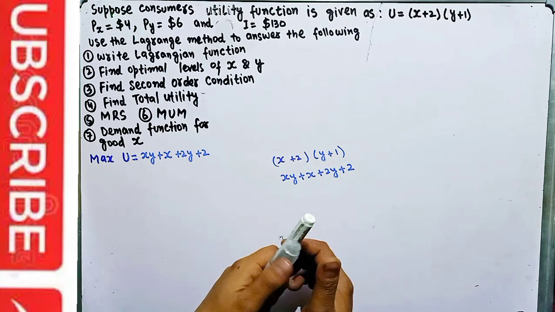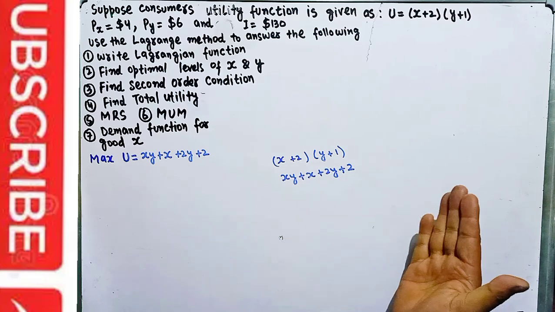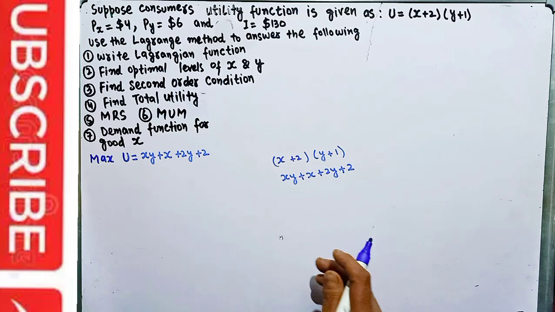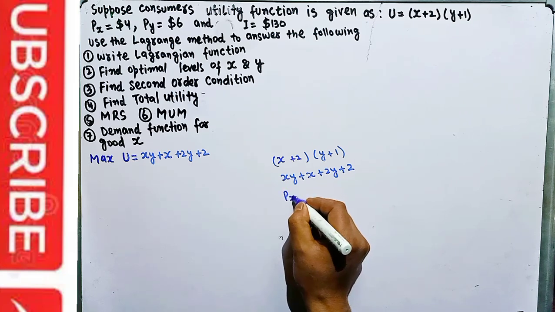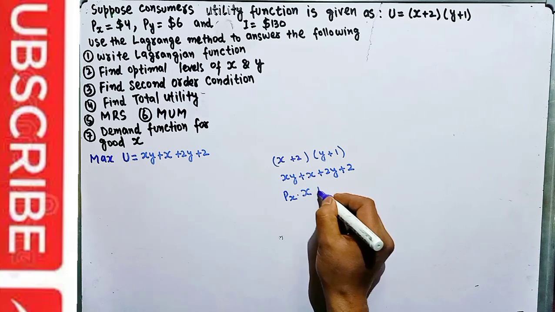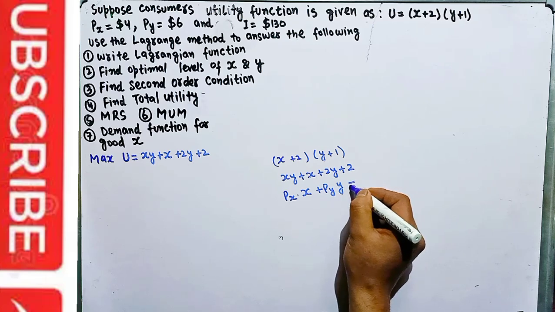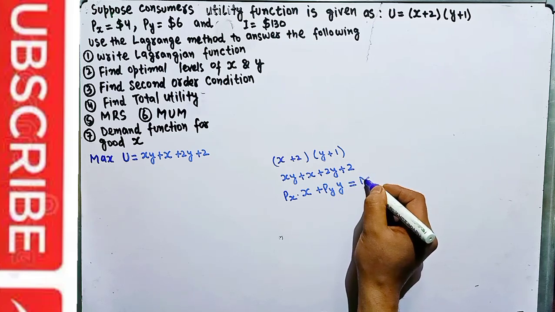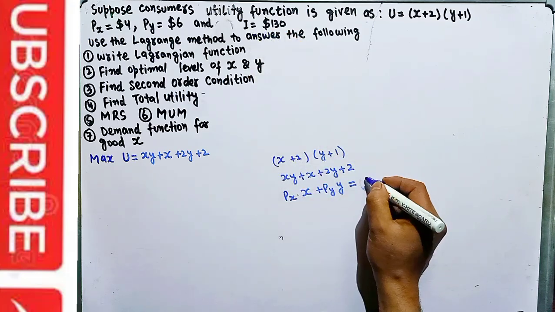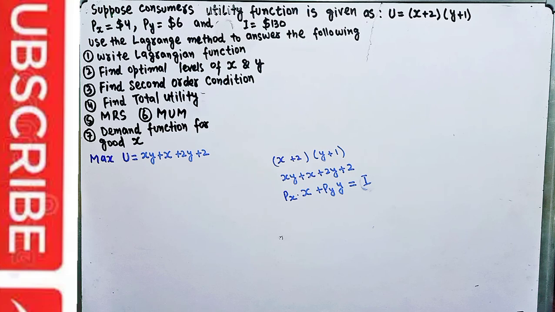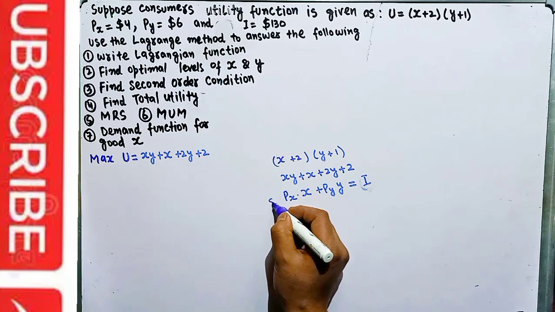Now the endeavor of the consumer is to maximize this utility subject to the constraint that he is facing. So what is the constraint that this consumer is facing? The constraint is that price of good x times units of good x plus price of good y times units of good y should be equal to the total income of the consumer, and let's denote it by I, since in this question it is being denoted by I. So the consumer wants to maximize this utility subject to this constraint.